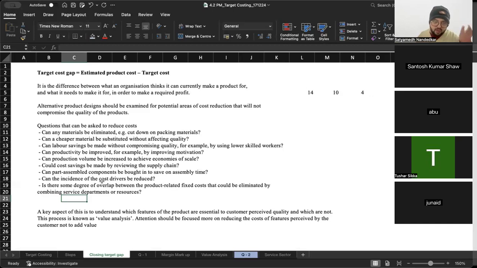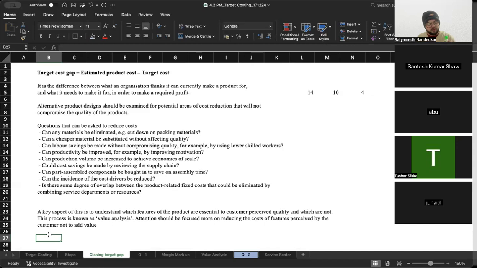So have a look at these ones. A key aspect of this is to understand which features of the product are essential to customer-perceived quality and which are not. This process is known as value analysis. When I'm selling something, say for example this Dettol hand sanitizer, I'll have to see in this bottle which are the features which are necessary for the customers and which are not. What do they place more importance on?